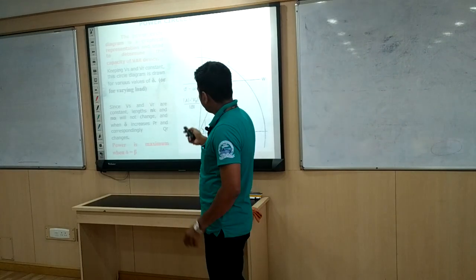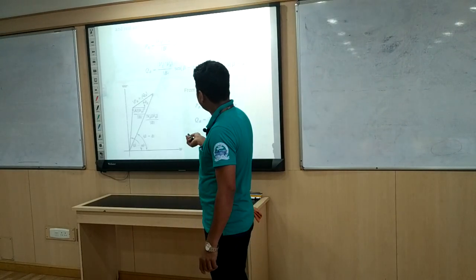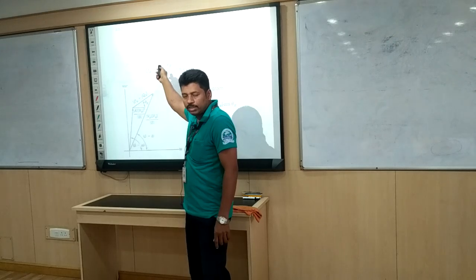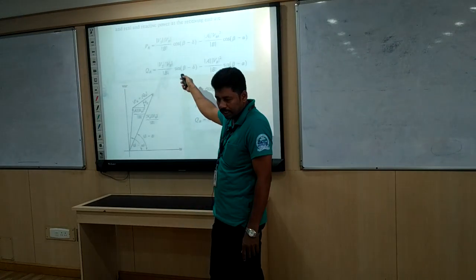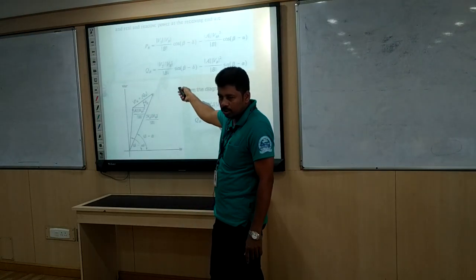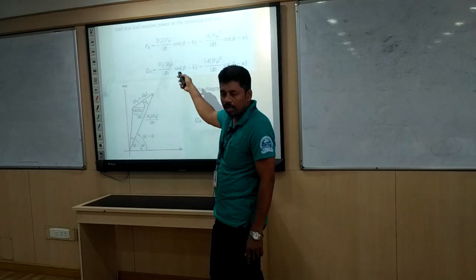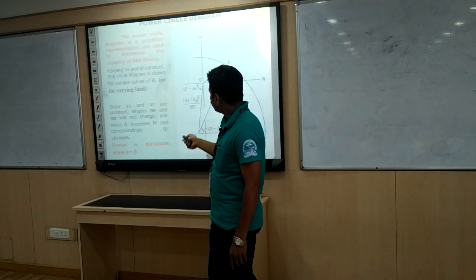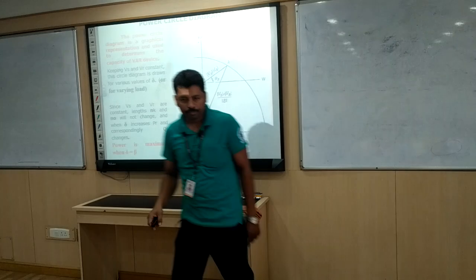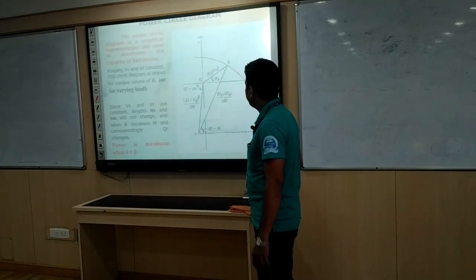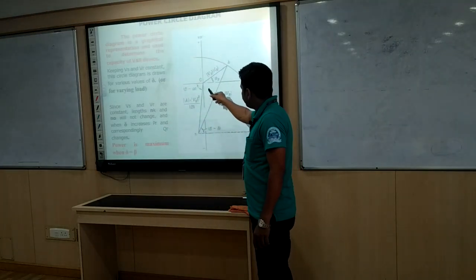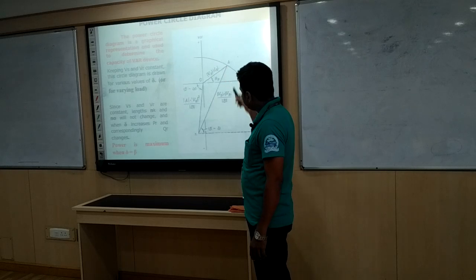Based on these expressions, there are two equations I mentioned: one is the receiving end real power, the other is the receiving end reactive power. Using these two expressions only, we are going to solve the circle diagram. So this is the circle diagram for the receiving end.